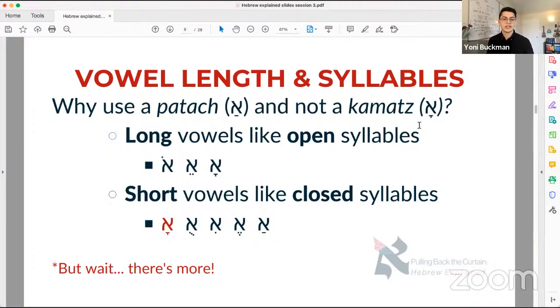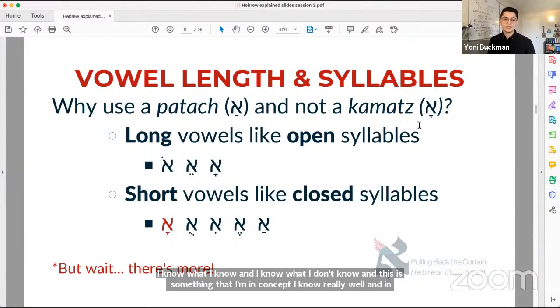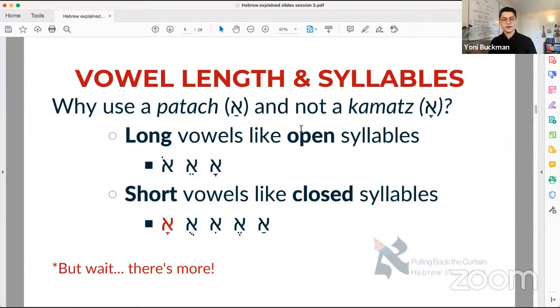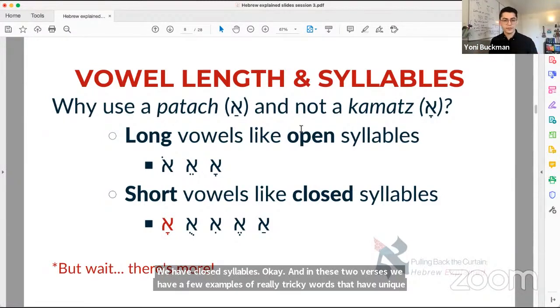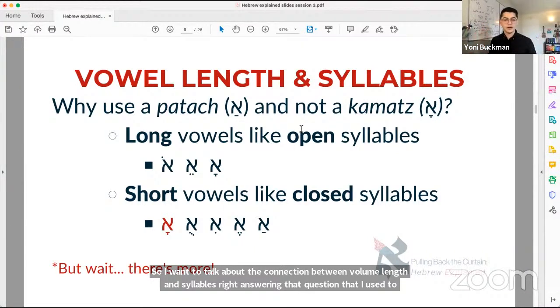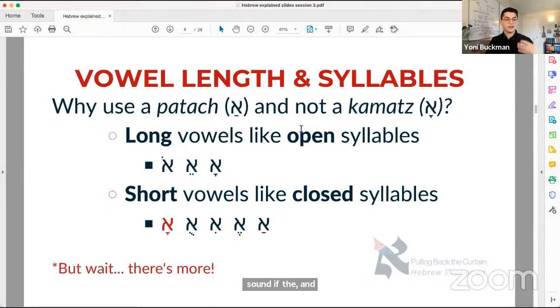So I want to talk about the connection between vowel length and syllables, right? Answering that question that I used to ask my Hebrew teachers when I was a kid and they never had a good answer for, which is, if two vowels make the same sound, why does it matter which vowel I place under the letter? And again, the natural answer is they don't actually make the same sound. Remember, this language was spoken first, written down later. And so there actually is a difference in vowel length. There's a difference between the two, but my ears aren't used to hearing that, so they sound the same to me.